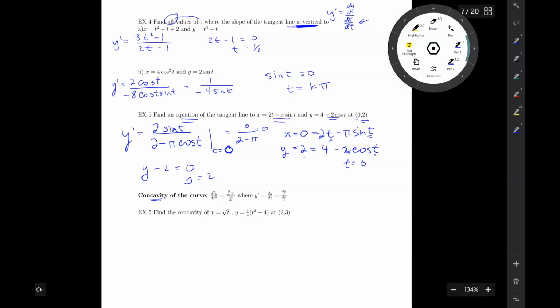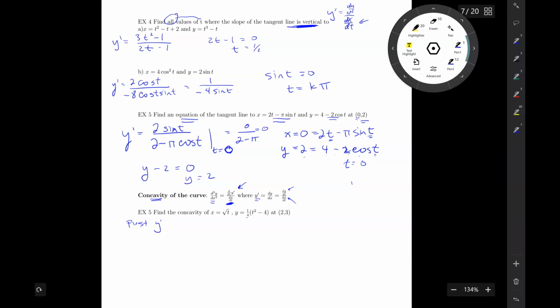All right, so let's move on to the concavity of a curve. So concavity, remember, comes from the second derivative. Be really careful. It isn't just take the derivative of each of them again. Because we know that y prime is dy over dt over dx over dt, right? The second derivative is very different. It says take the derivative of y prime and put it over the derivative of x again. Very odd definition.